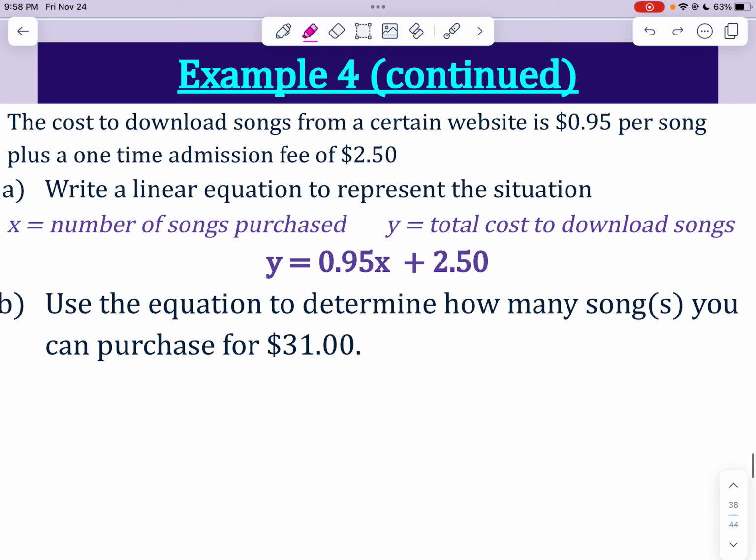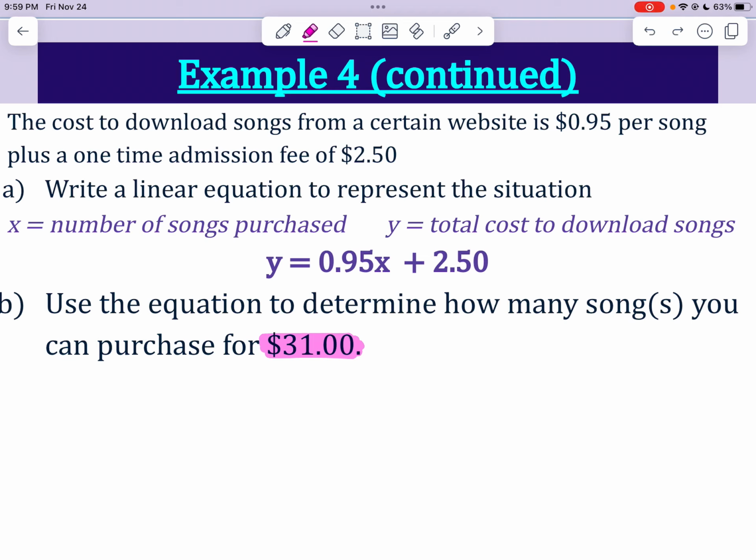Now, to continue, we have a second part to this equation. The second part says use this equation to determine how many songs you can purchase for $31. We're given information. We need to reason through this problem and figure out where that needs to go. This is why labeling our variables is super important. We said X is the number of songs purchased. Is that what they're telling us here?